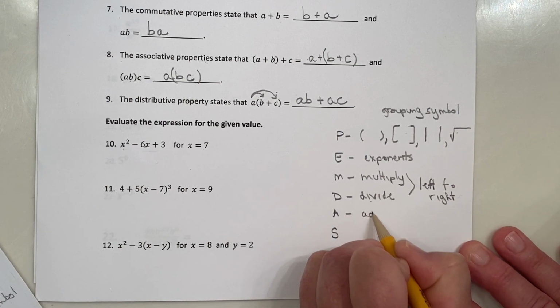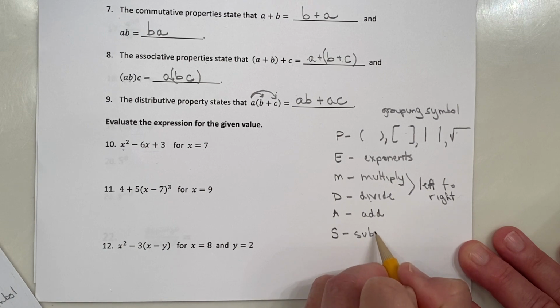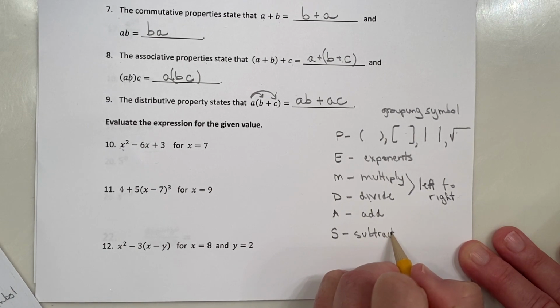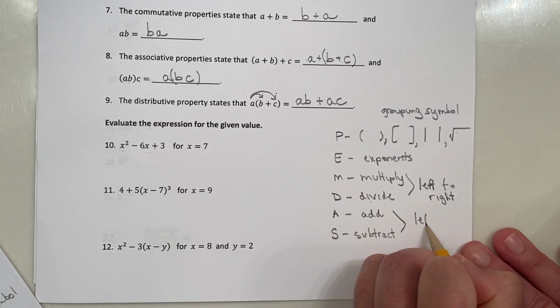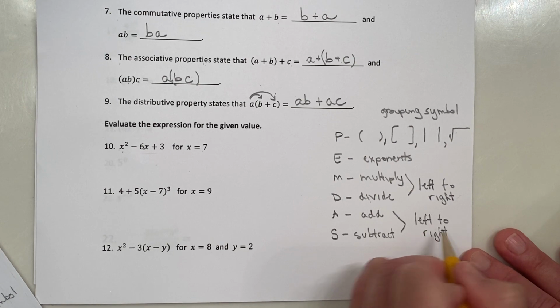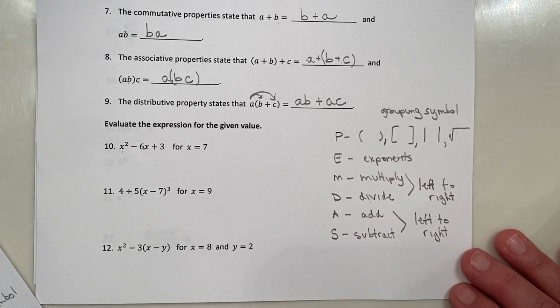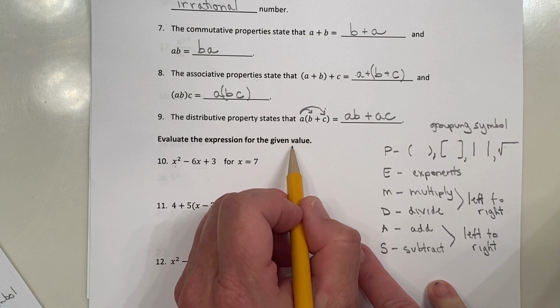So A stands for add. We're going to do that last. And S stands for subtract. And just like multiplying and dividing, we look at these and perform the computations from left to right. So if subtraction comes in a problem before addition, we would compute that subtraction piece first, and then we do addition last. Okay, so let's come over here and evaluate the expression for the given value.